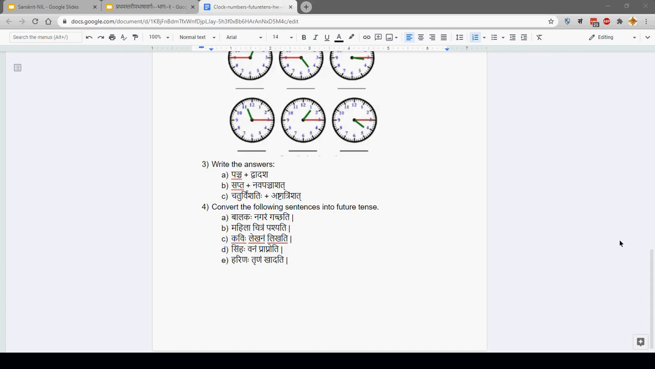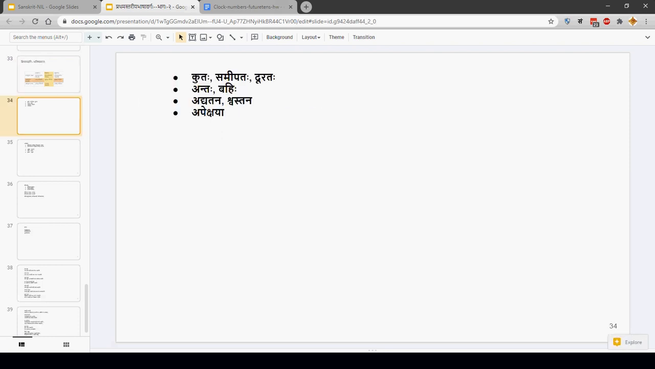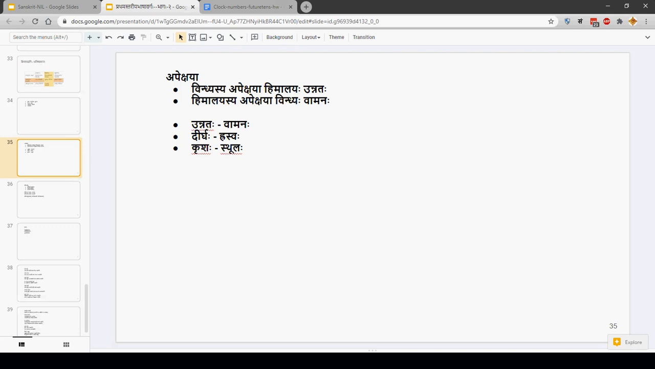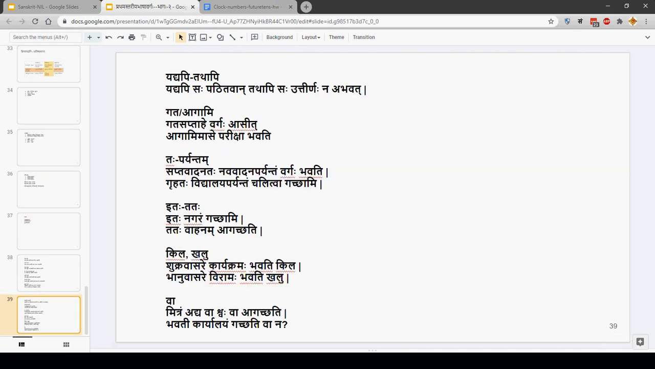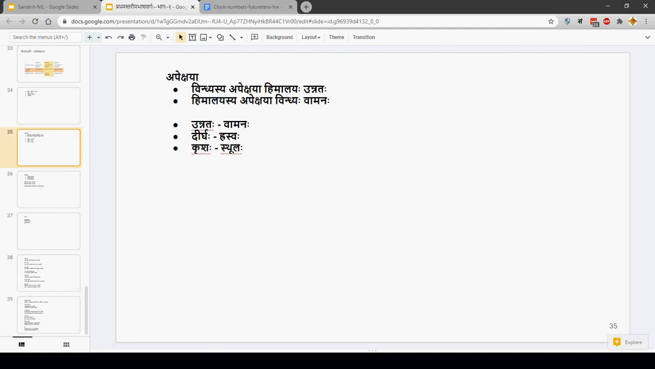Okay, any question? The last few slides, we'll try to finish them today. Apekshaya. So these are very simple sentences, only miscellaneous constructs are remaining here. For each of these constructs, we'll see a couple of examples and how to use them.